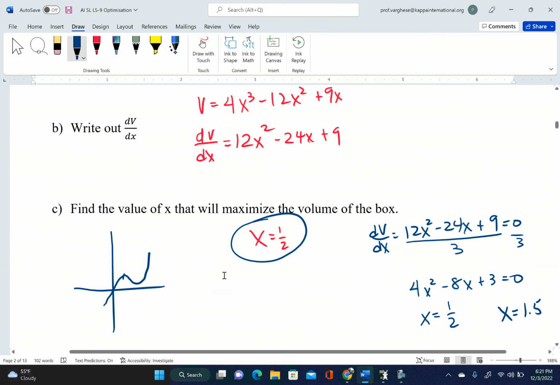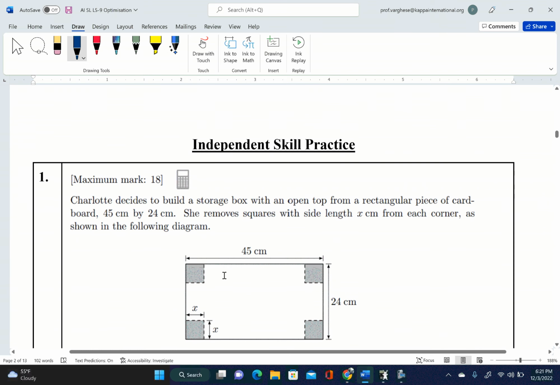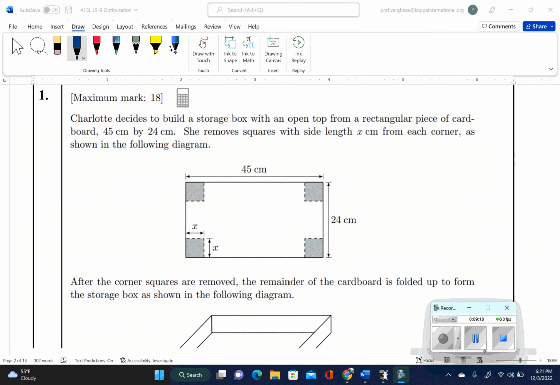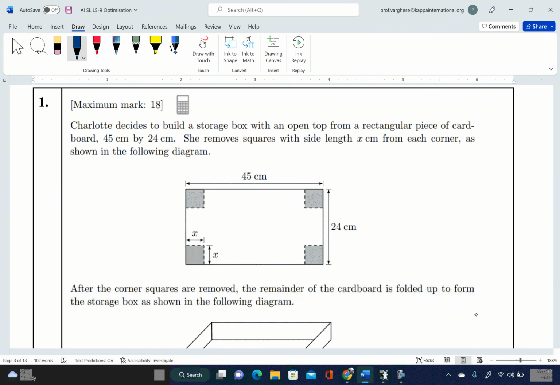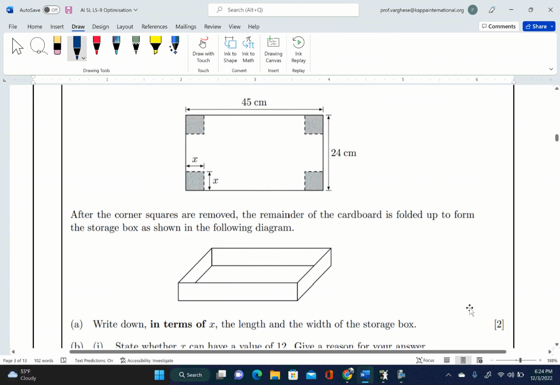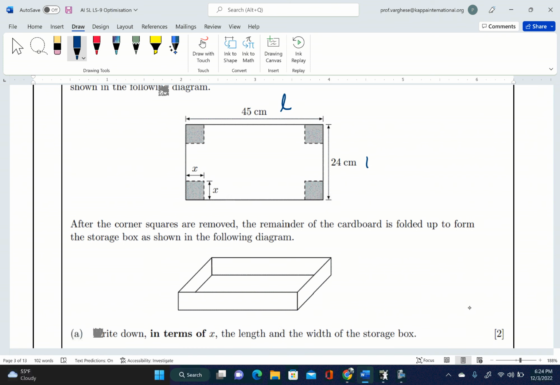All right, so we're going to go ahead and do a couple of actual problems. The first IB question that we have looks very similar to the one that we just did. So this whole thing is 45. Let's call that the length. So here's our length, here's our width.